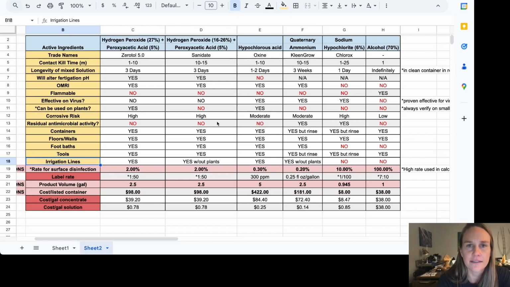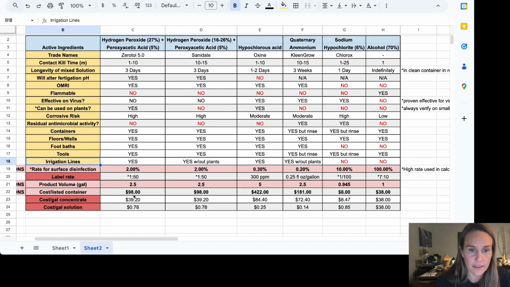Once you have these concepts wrapped around your head and you understand how you want to do your cleaning, are you wanting to only hit your irrigation lines when you flip a room so you don't have plants? Once you wrap your head around those topics and how you want to disinfect, one of the most important things to do is look at the cost per gallon of solution.